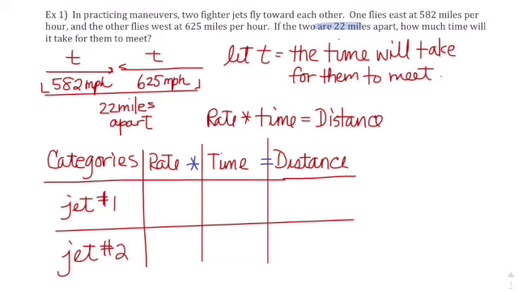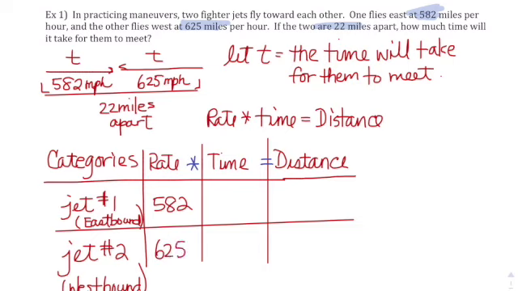Now, if you put it in the chart, in practicing maneuvers, two fighter jets fly towards each other. One flies east. So if you want to, you can say this is eastbound, and this is westbound. Now, the rate for the eastbound airplane is 582 miles an hour, and the westbound flight is going to be 625.